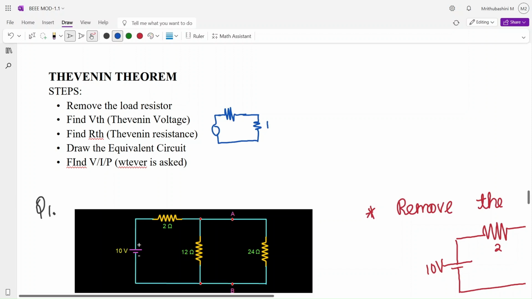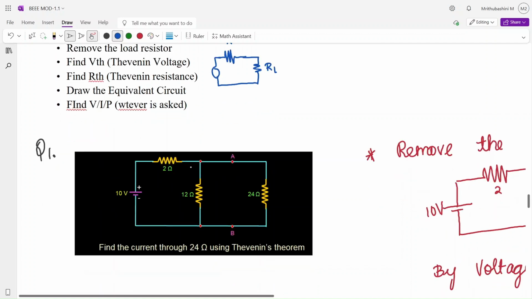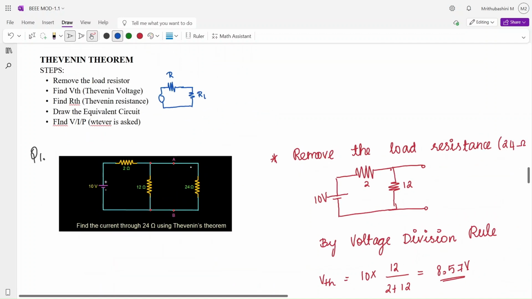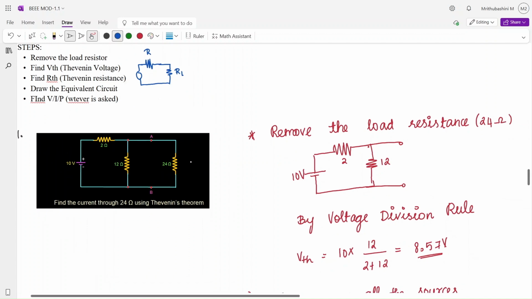So this will be the load resistance. This will be the Thevenin resistance. And this will be the, oh my god, it's not writing. See, this will be the Thevenin resistance and this will be the Thevenin voltage. So this is how you will draw the equivalent circuit, and then you will find whatever they are asking, voltage or current or power or whatever they ask. So we'll solve two questions to understand the Thevenin theorem.